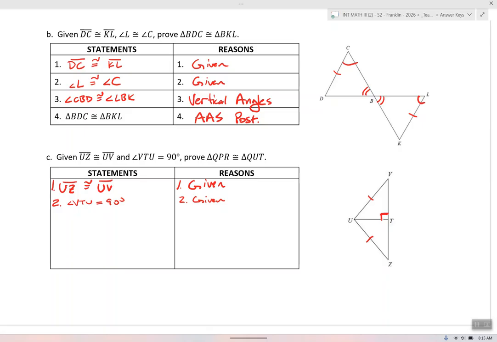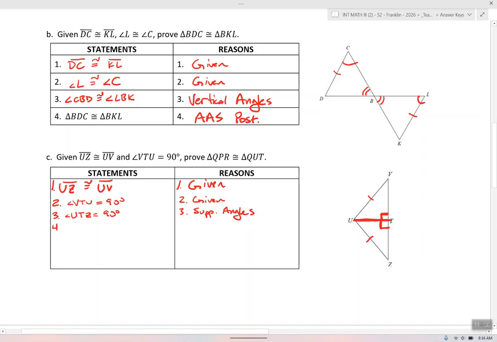We know that if this is 90, then we can know that angle UTZ is 90 degrees because of supplementary angles. Right, we also know this angle is 90 degrees because VTZ is a straight line, and so they make 180, and 180 minus 90 is 90. Okay, so we have two right triangles, and we know their hypotenuses are the same. We also know that they share this side right here.